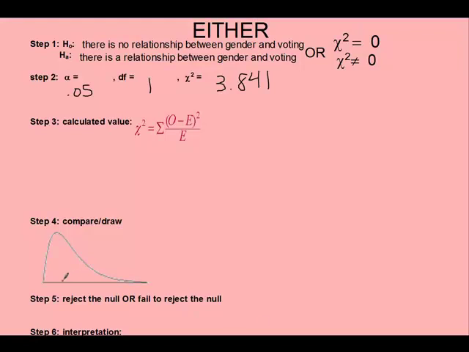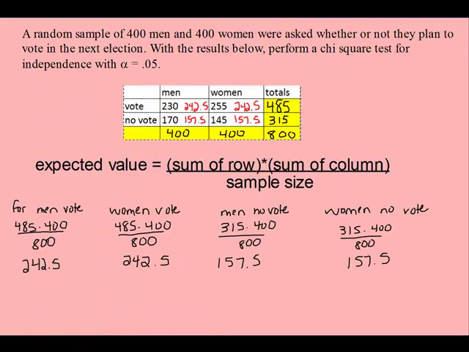So when I draw this out, 1, 2, 3, 4, 3.8 would be about in here. My critical value of 3.841 cuts off about 5% of the curve. So now we're going to need to get our calculated value, which is why we did all of this.